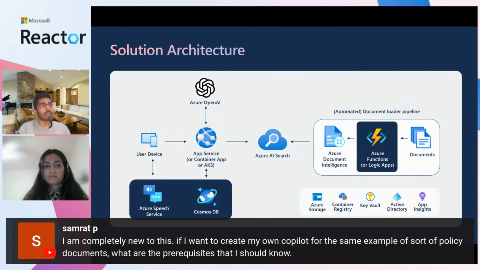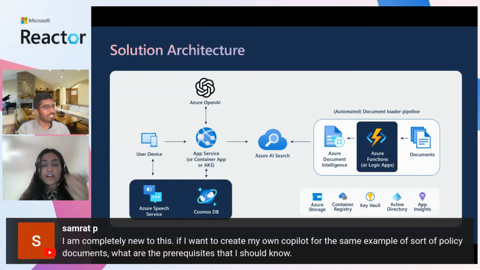If I want to create my own Copilot for the same example of policy documents, what are the prerequisites that I should know? Awesome. I think, Jyotsna, you've deployed this, right? Do you want to talk a little bit about how you did that, what sort of skills that you needed?